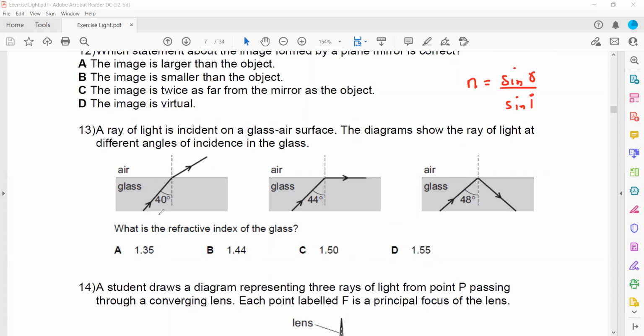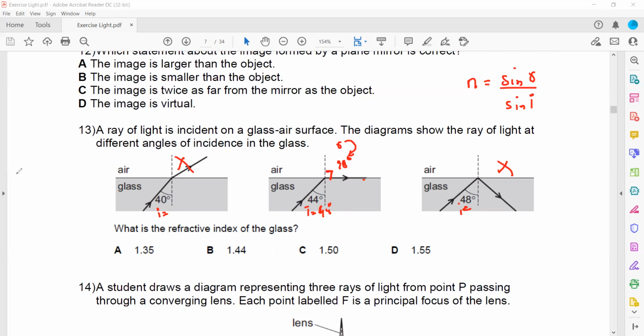So we should know the angles. Here the angle of incidence is 40, but we don't know the angle of refraction. Here the angle of incidence is 44, and what about the angle of refraction? That is 90. Here the angle of incidence is 42, so there is no refraction. So we cannot find the refractive index. So which figure will we use to calculate the refractive index? We'll use the second figure, because in the second figure we have the angle of refraction and we have the angle of incidence.